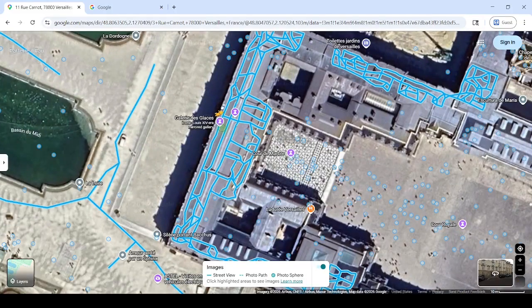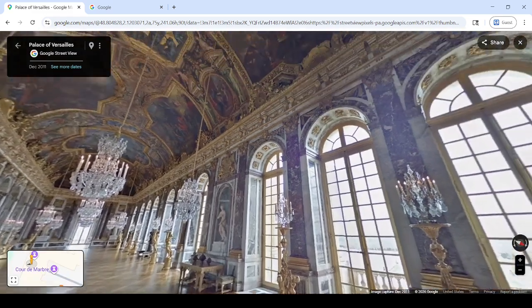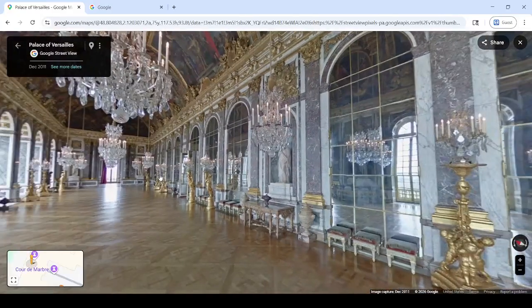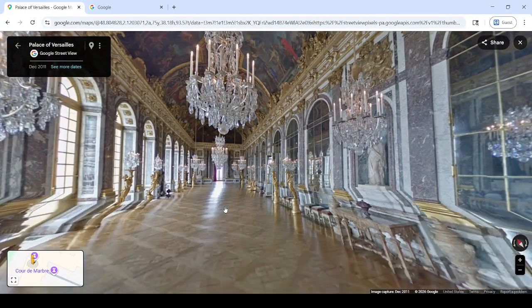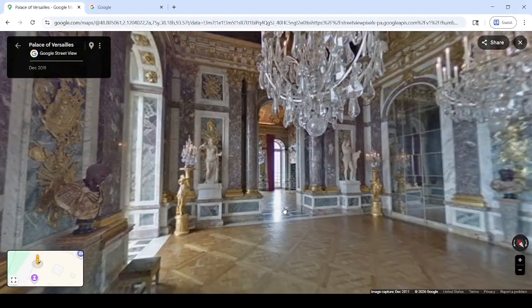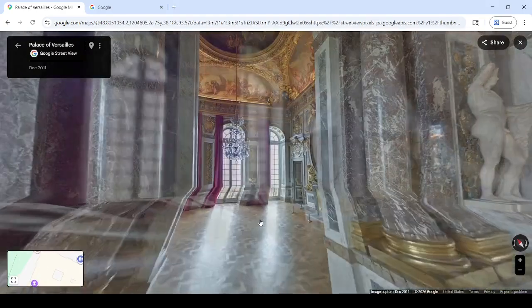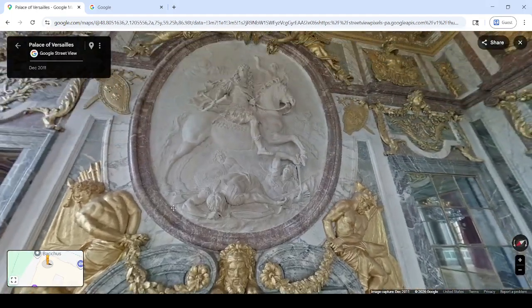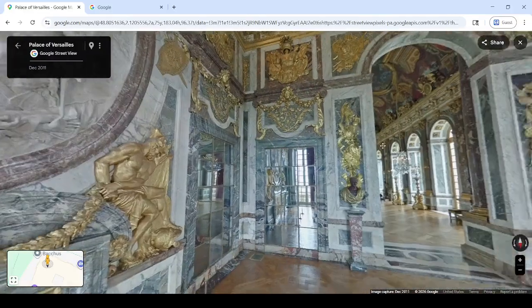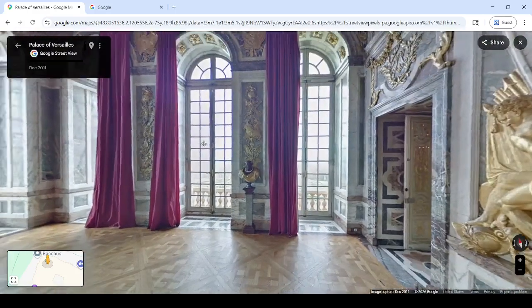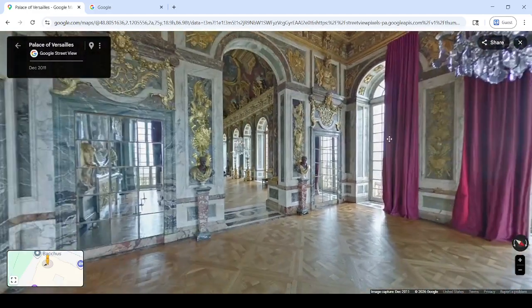Like I said, you can see the insides of some buildings, famous buildings, like the Palace of Versailles. You can see the Hall of Mirrors here, 360-degree view. And you can even move around. And it helps you get a look at different angles at things that aren't always as apparent when you're looking at static pictures. It's a very useful tool, and I use it all the time. But it's just one tool.